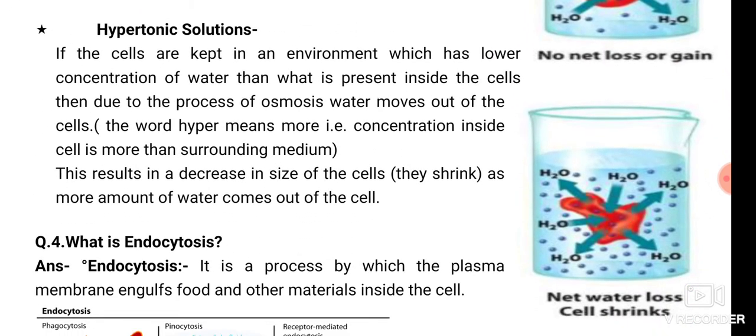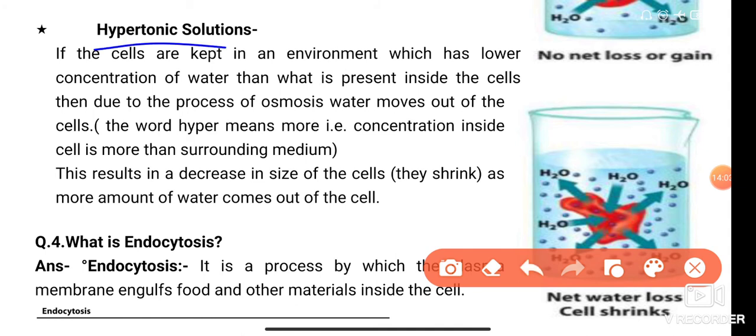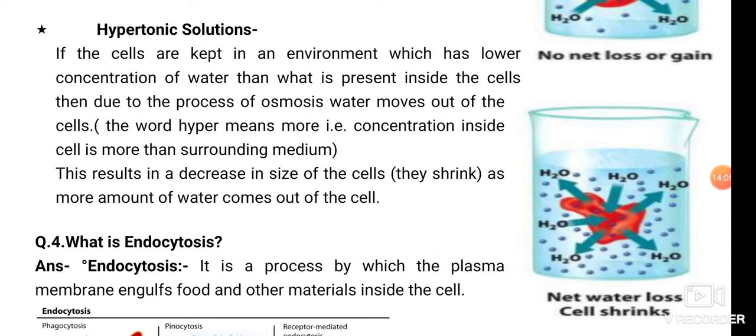Next is hypertonic solution. Hyper means extra or more. If the concentration inside the cell is more than the surrounding medium, then the cell starts to shrink and the liquid present inside the cell comes out from the cell. This is known as hypertonic solution. I hope, students, you understand the above section which we have discussed: isotonic, hypertonic and hypotonic solution.